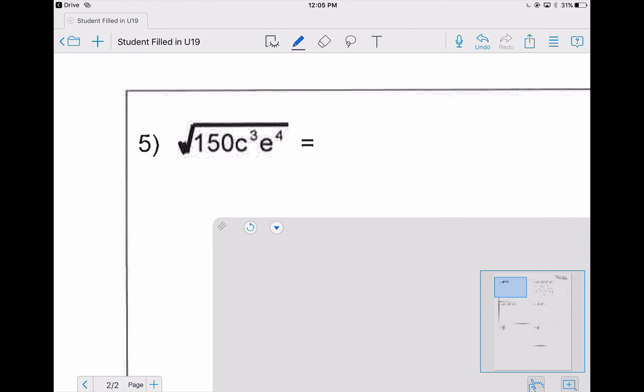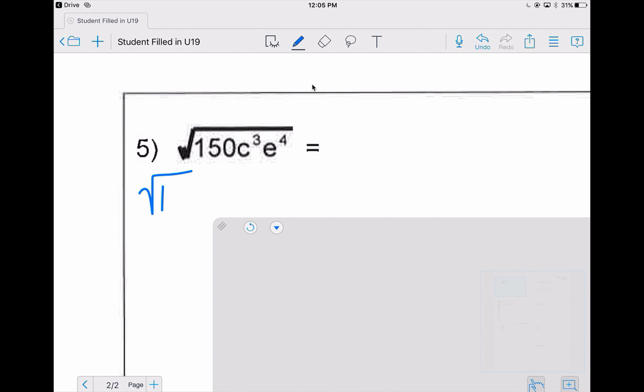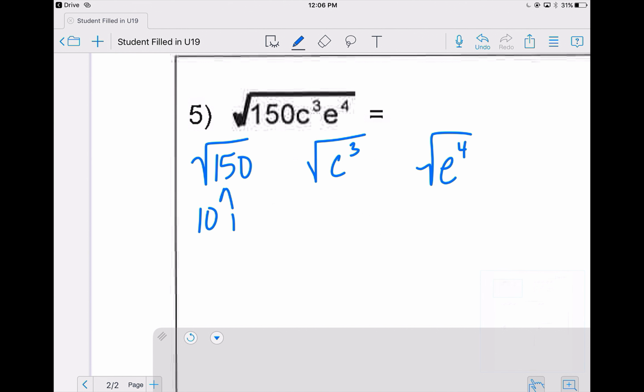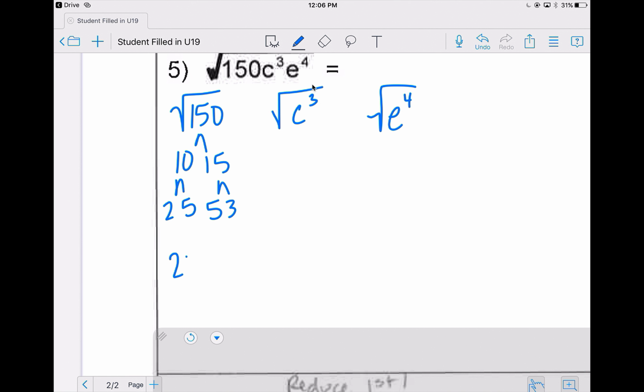Problem 5, still simplifying, so I'm going to simplify numbers and then letters separately. With my number, 150 can be broken up into 10 and 15. 10 is 2 and 5. 15 is 5 and 3. So I have 2, 3, 5, and 5. So the 5 will come outside. The 2 and 3 stay inside the square root to be 6.